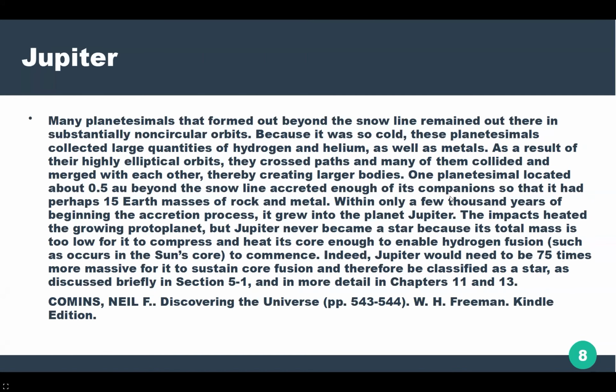We begin our exploration of the individual planets which were created with Jupiter, which was the first gas giant and was the first planet created. Many planetesimals that formed out beyond the snow line remained out there in substantially non-circular orbits. Because it was so cold, these planetesimals collected large quantities of hydrogen and helium as well as metals. As a result of their highly elliptical orbits, they crossed paths and many of them collided and merged with each other, thereby creating larger bodies.